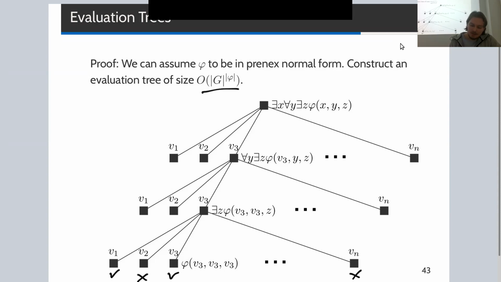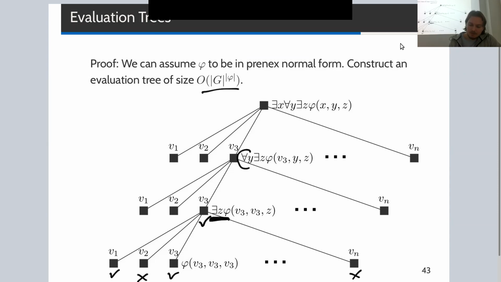Next, we want to decide in the next level whether they evaluate to true or not. Here we only need to find some z that satisfies the formula. So we can say that this node evaluates to true if and only if at least one child evaluates to true. In this case, the v3 child, for example, evaluates to true, so this node also is true.